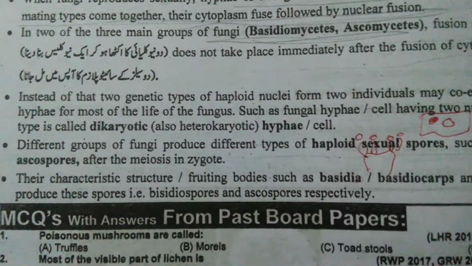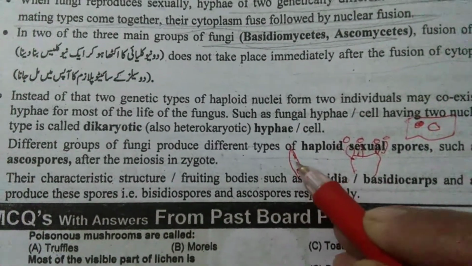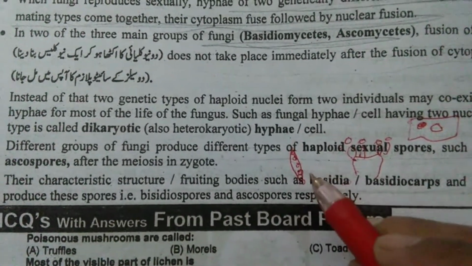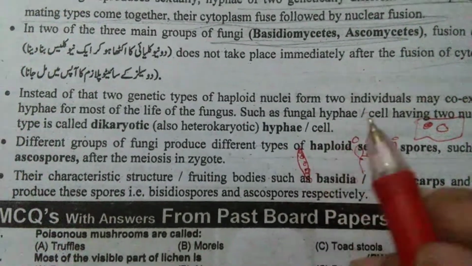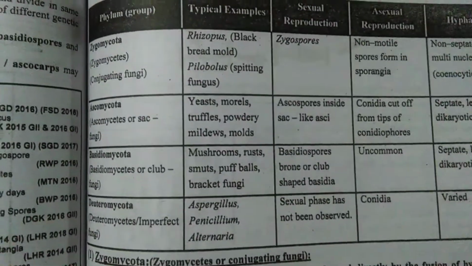In the ascomycetes, the asci are produced, in which eight ascospores are produced. Four ascospores are produced by meiosis, while the other four are produced by mitosis. Let's start with the classification of the fungi.